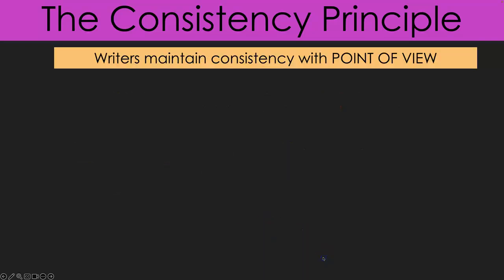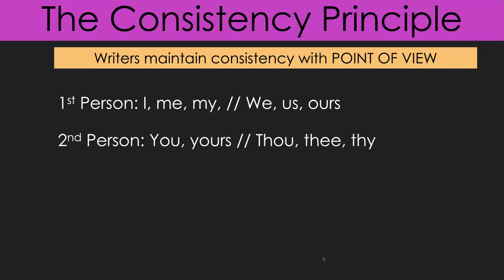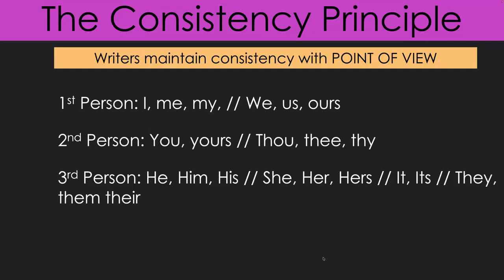Okay, let's keep going. So we need to talk about how we maintain consistency with point of view. This is all about pronouns. If you use first person, stick with first person. If you use second person, stick with second person. If you use third person, stick with third person. So again, first person is I, me, my, we, us, ours. Second person, you, thou, thee, thy. We don't use that unless you're talking biblically. And third person is he, him, his, she, her, hers, it, its, they, their, them, theirs.